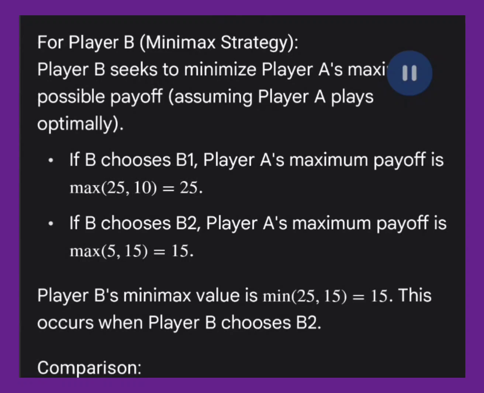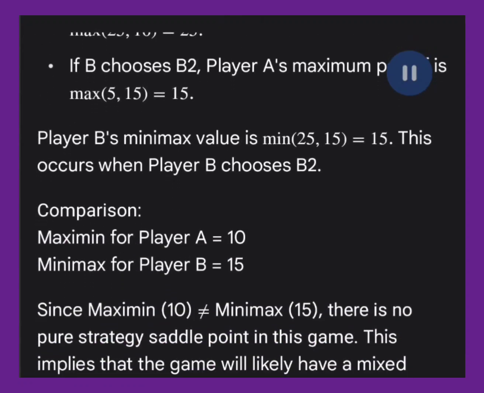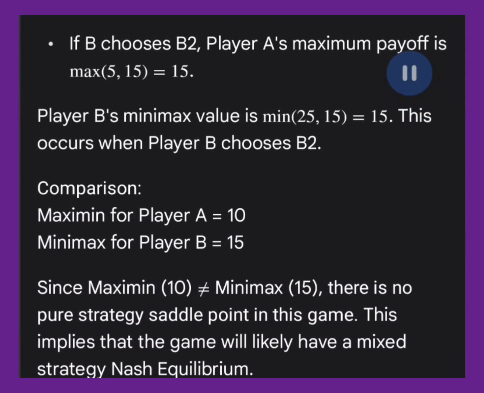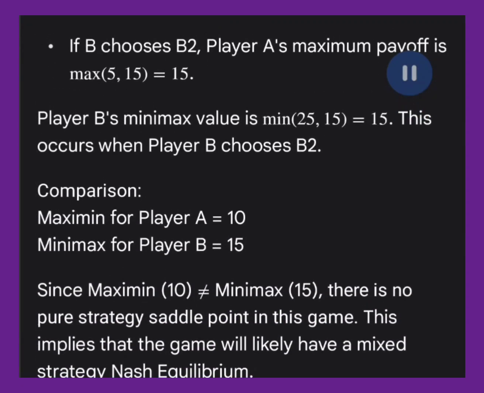Comparison. Maximin for player A equals 10. Minimax for player B equals 15. Since maximin 10 is not equal to minimax 15, there is no pure strategy saddle point in this game. This implies that the game will likely have a mixed strategy Nash equilibrium.